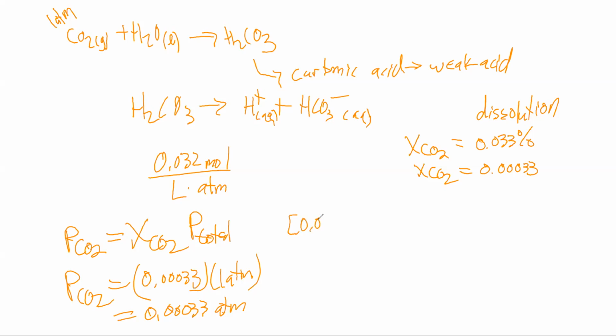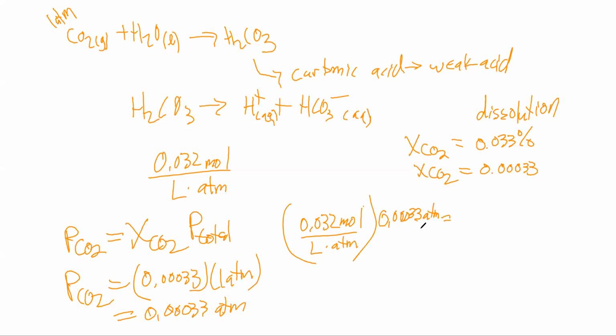And so if we want to figure out how much of the CO2 dissolves, we can take 0.032 moles per liter atmosphere and multiply it by our 0.00033 atmospheres, and we can get a concentration.